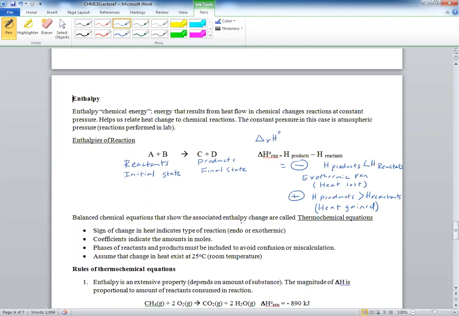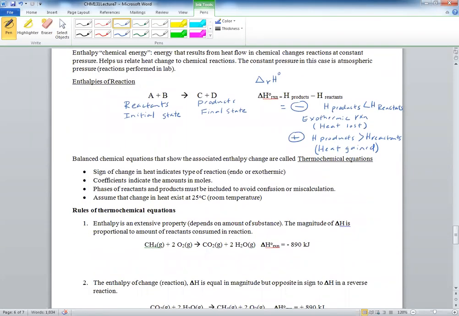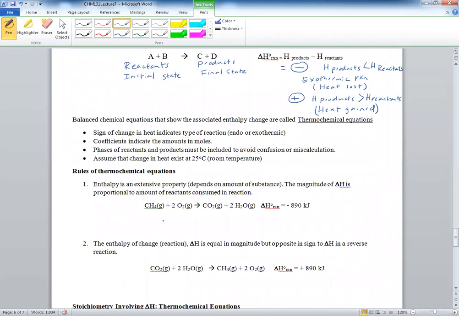A few important things to remember, because we will be dealing with these from now on, is that the sign of change in heat indicates what type of reaction. So again, if we have a negative, that means it's exothermic, or if it's positive, it's endothermic, and you should know what these mean, as we said here. Coefficients indicate the amount in moles. We already talked about that before. The phases of the reactants are very important. While they're not shown in this generic equation, they will be shown as you see next. Assume the change of heat exists at room temperature, which is 25 degrees Celsius, and that's what the delta means here.